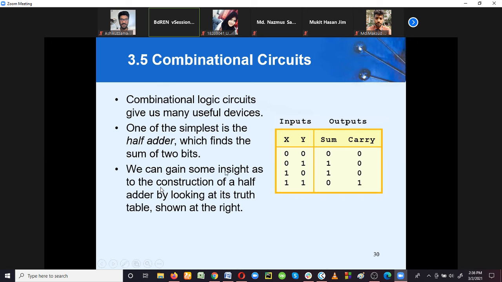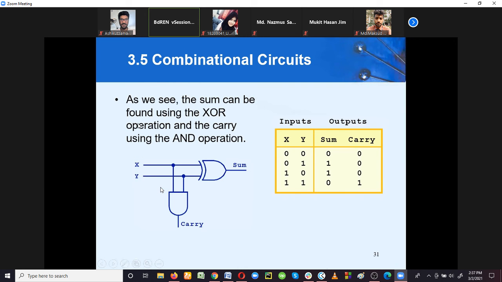We can gain some insight as to the construction of a half adder by looking at its truth table, shown at the right side. See at the right side, input is this one. So sum 0 plus 0, 0 1 1. Here is also carry 0, carry 0, carry 0, 1 plus 1 is 0 carry 1. Okay, so this is the table of combinational circuit. The example is half adder.